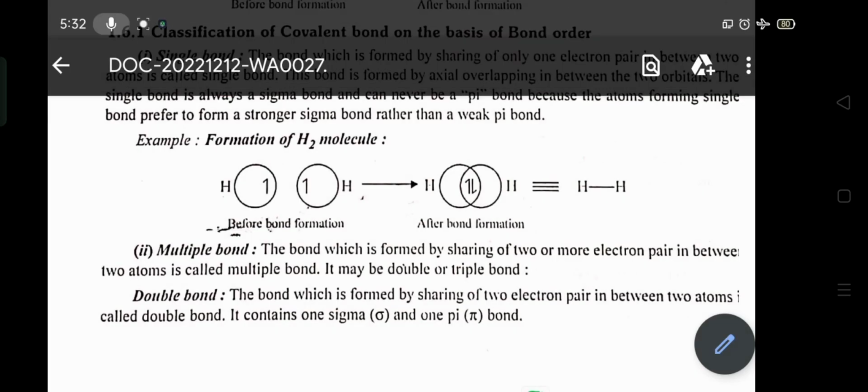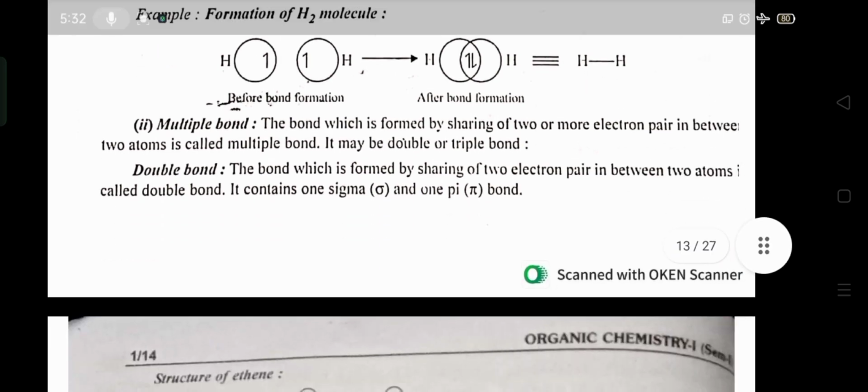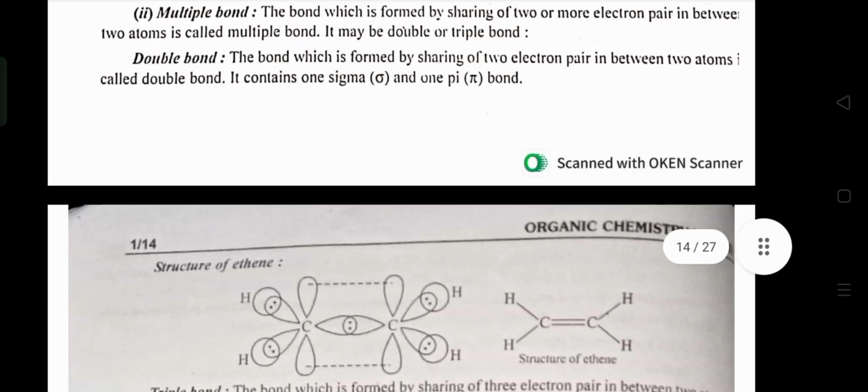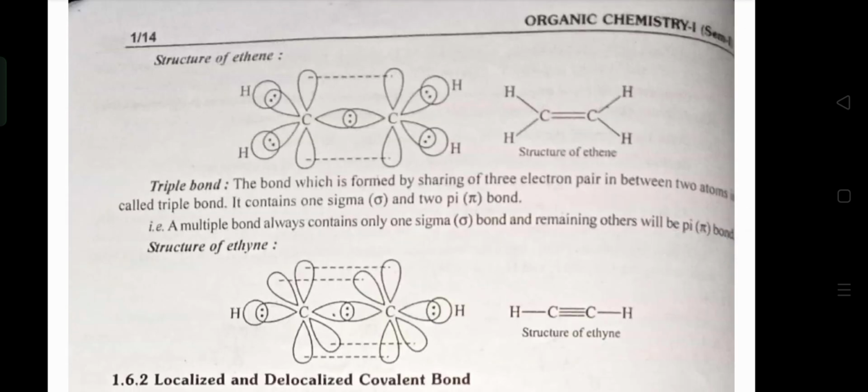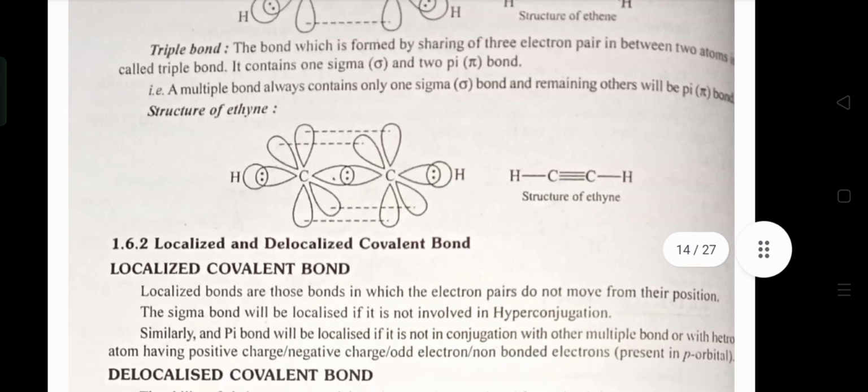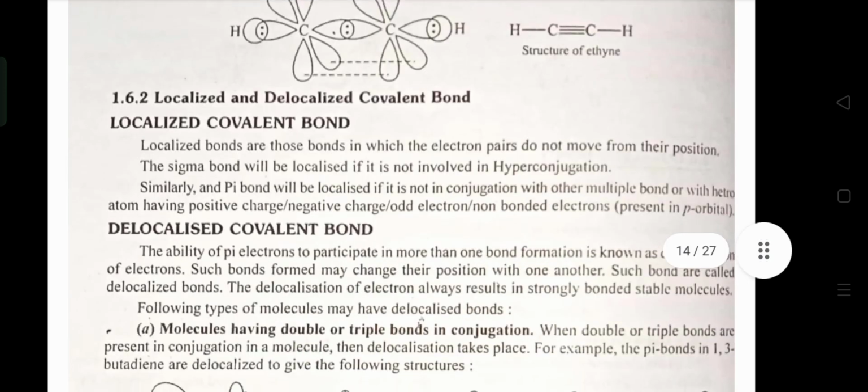Multiple bond: the bond which is formed by sharing of two or more electron pairs between two atoms is called a multiple bond. It may be double or triple. Double bond: the bond formed by sharing of two electron pairs between two atoms is called a double bond. It contains one sigma bond and one pi bond. Triple bond: the bond formed by sharing of three electron pairs between two atoms is called a triple bond. It contains one sigma and two pi bonds.